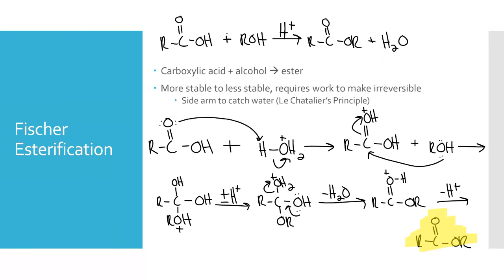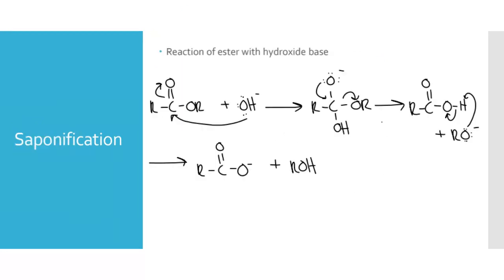So in Fischer esterification, we have a carboxylic acid and alcohol, we make an ester. Here we have an ester and hydroxide, we make a carboxylate and alcohol. So it's similar, but we're just missing one more hydrogen. Okay, and this is how we make soap, if you remember that whole spiel.